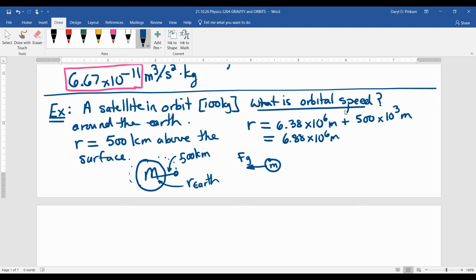And then our F net equation is going to be F net is equal to the force of gravity. It's the only thing that's keeping this satellite going around the Earth.